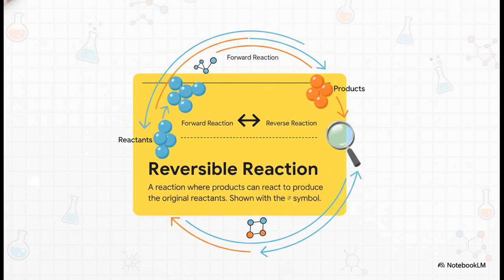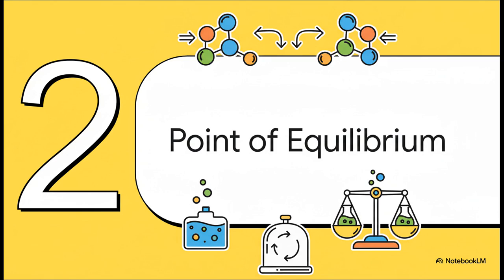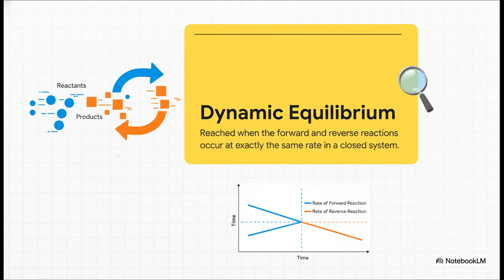The forward reaction goes left to right, and the reverse reaction is happening at the same time, going right to left. So, if you've got reactions happening in both directions at once, you might be wondering, what happens? Do they just keep going forever? Well, not exactly. If you put them in what's called a closed system, which just means you've put a lid on it so nothing can get in or out, they eventually reach this amazing point of balance. And that point of balance is called dynamic equilibrium.